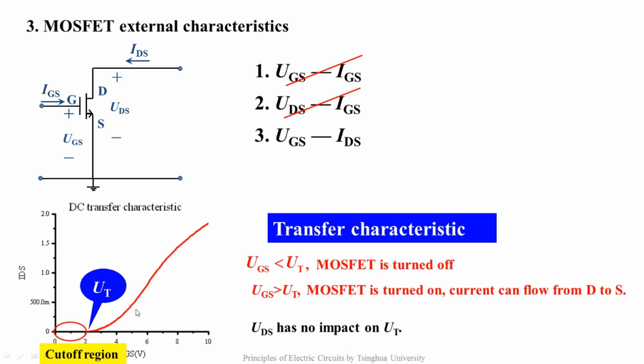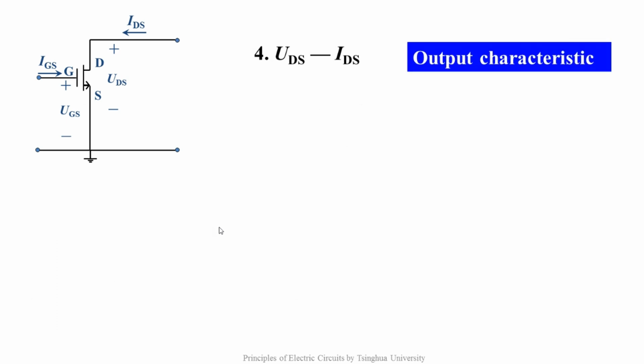Next, we want to know what characteristics the curve represents when IDS is larger than zero and the MOSFET is turned on. So we focus on the relationship between UDS and IDS. UDS and IDS represent the voltage and the current of the same port, that is the output port, so their relationship is called the output characteristic.